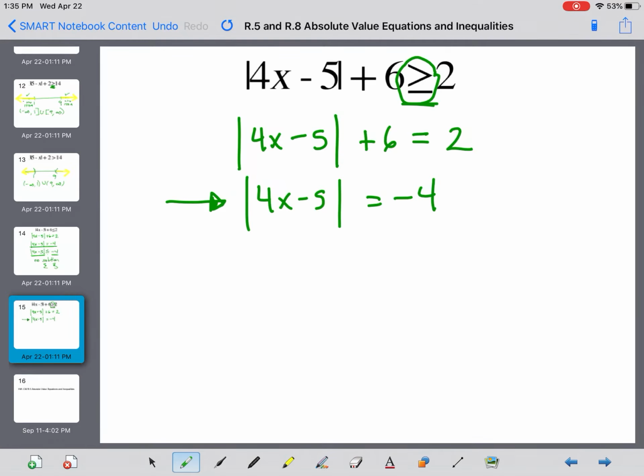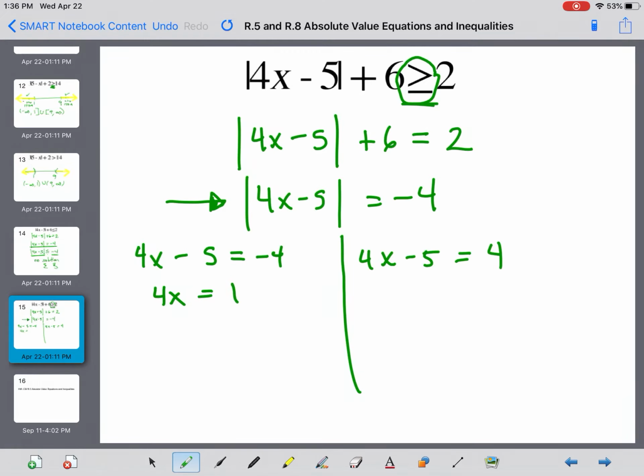I actually already know the answer when I see something like this, but let's work through it and see what happens. Take the original equation, everything as is. That'll be our first case. Our second case will be the opposite of it. I'm going to solve these two equations. Let's start by adding 5 and then dividing by 4. All right, I get 1/4.